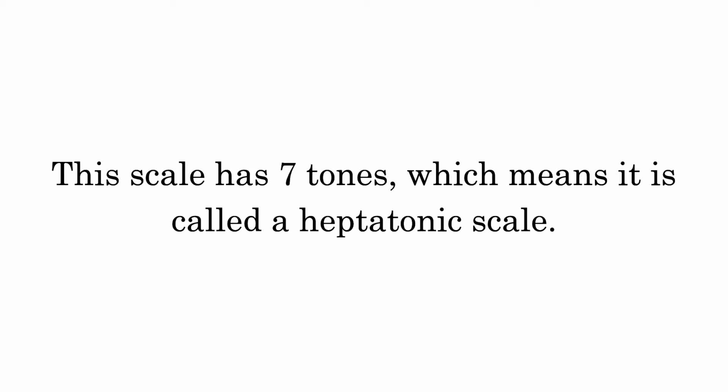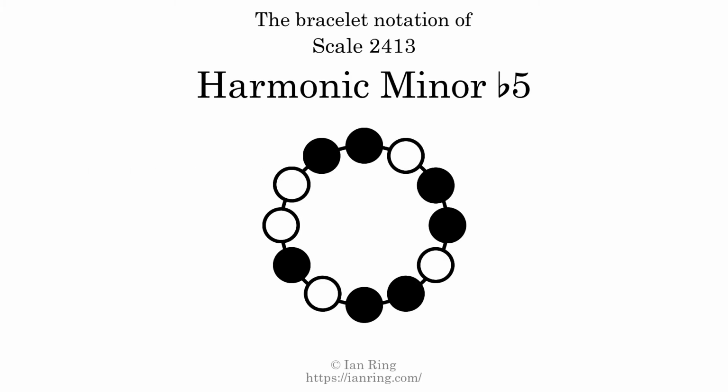This scale has 7 tones, which means it is called a heptatonic scale. This is a bracelet notation diagram of scale 2413. The shaded circles represent tones that appear in the scale, and they are read clockwise, starting at the top.